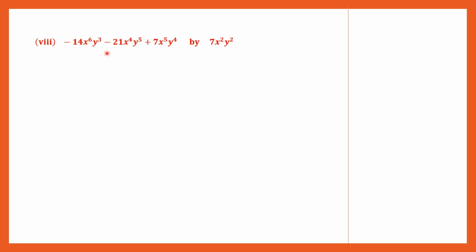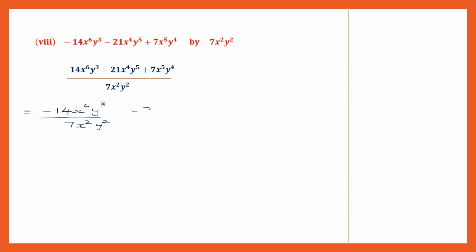Question 8. Let's divide this polynomial by this monomial. So write down the polynomial first, divided by the monomial. Now we're going to take each term separately and divide it by this divisor. So this is minus 14 x to the power of 6 y to the power of 3 divided by 7 x square y square, minus 21 x to the power of 4 y to the power of 5 divided by 7 x square y square. The divisor has to be used each time. Then 7 x to the power of 5 y to the power of 4 divided by 7 x square y square.